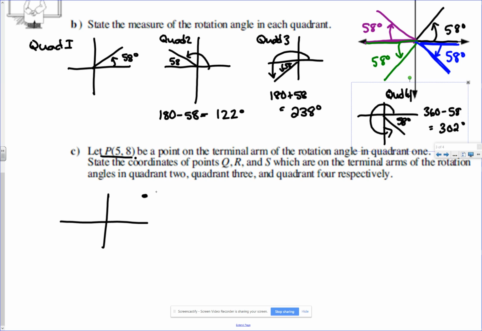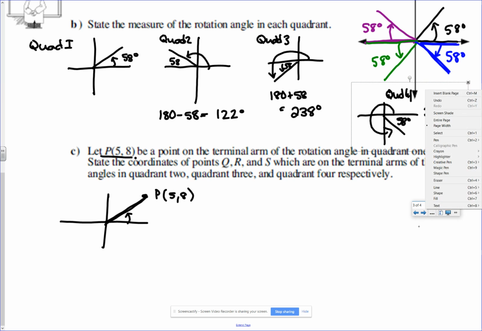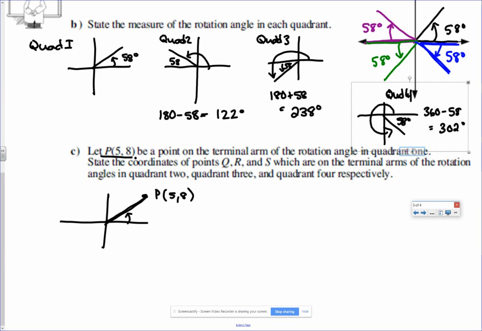P at 5, 8. There's my standard angle right there. So now it says P is on the terminal arm in quadrant 1. State the coordinates of the points which are on the terminal arms of the rotation angle in quadrants 2, 3, and 4. So with this, these are reflections. So I am reflecting it. So if I reflected it on this axis, this point here would then become -5, 8. But it would keep the same angle there because it'd have to be a reflection.